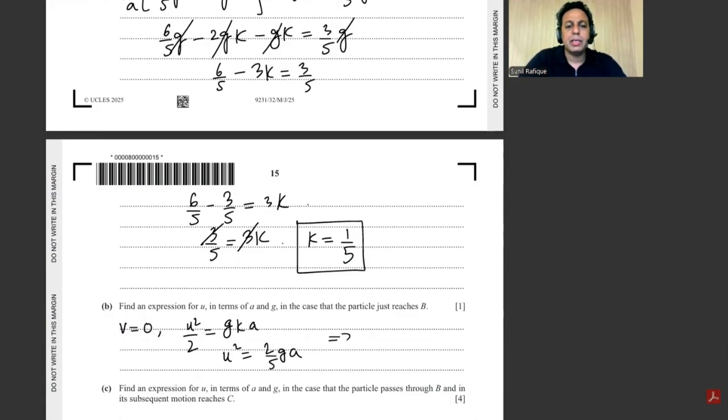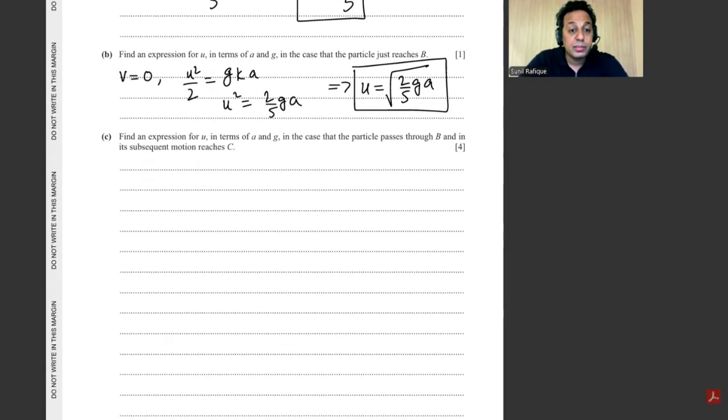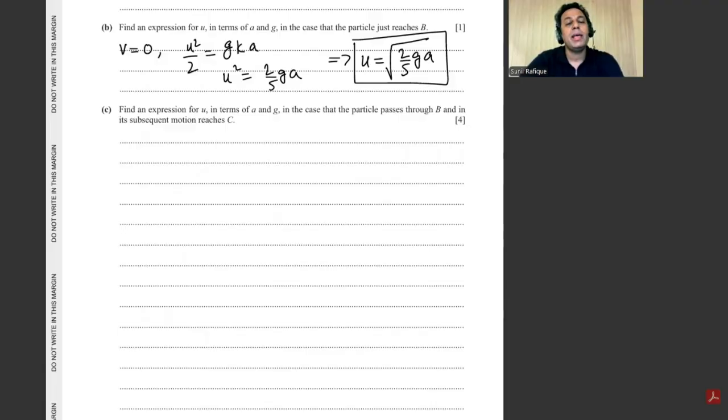And hence, this implies that u is just going to be the square root of 2/5 of ga. And that should do, right? Okay, so this is another one. They're saying find an expression for u in terms of a and g in the case that the particle passes through B and in its subsequent motion reaches C.